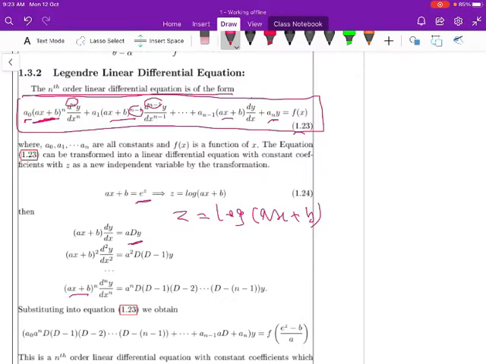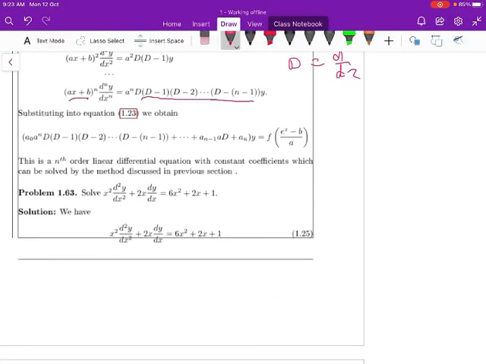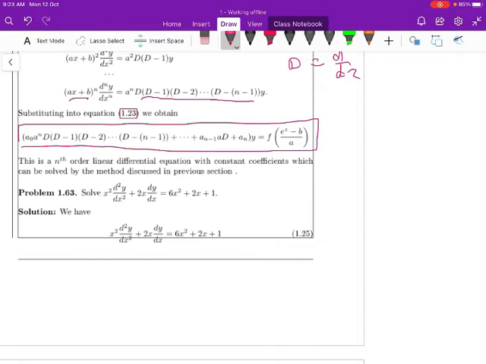(ax + b)^n d^n y/dx^n can be written as a^n D(D-1)(D-2)...(D-(n-1)) y, where D = d/dz. So substituting the above in equation 1.23, we'll have a linear differential equation with constant coefficients.